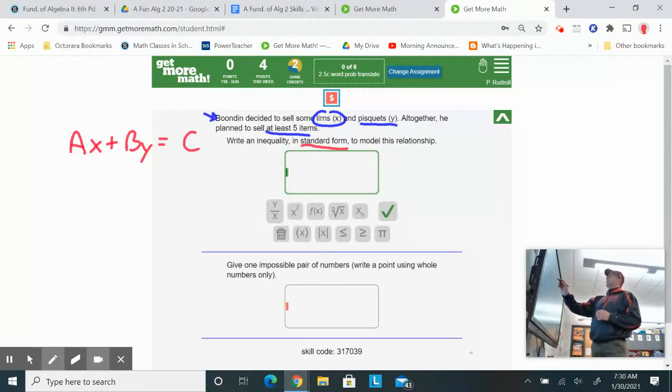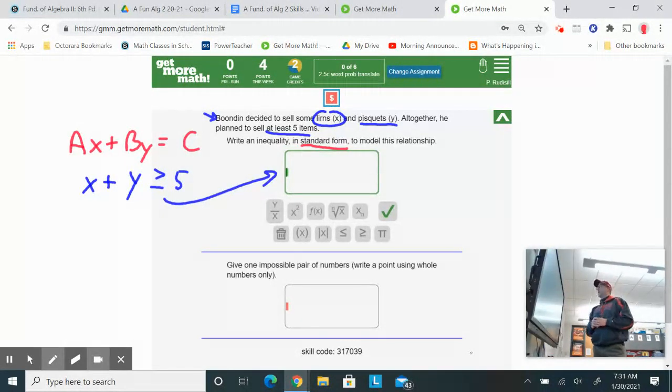So he has a bunch of x's, which are the learns. He has a bunch of y's, which are the pisquets, and he's going to sell. He wants to sell at least, so we're adding them together. He wants to sell at least 5 of them. So it could be greater than or equal to 5. So my plan now is to type this in the box as the inequality. So let me pause and do that.